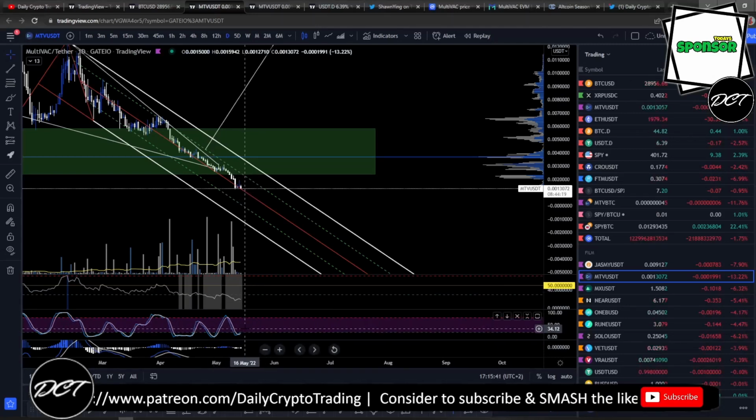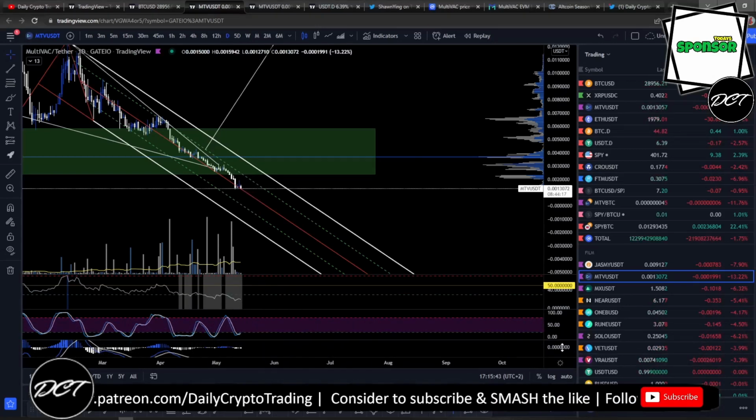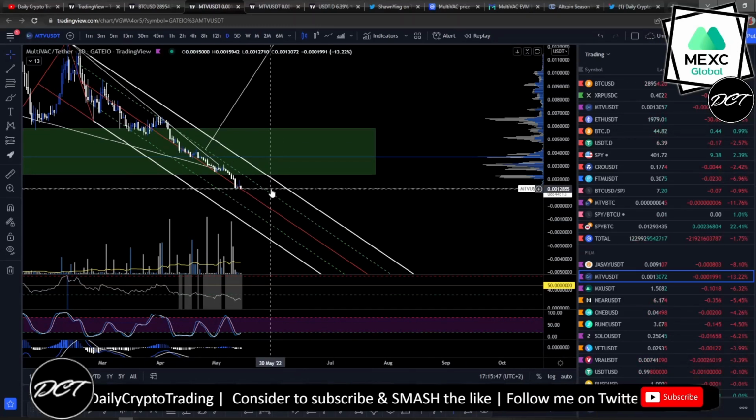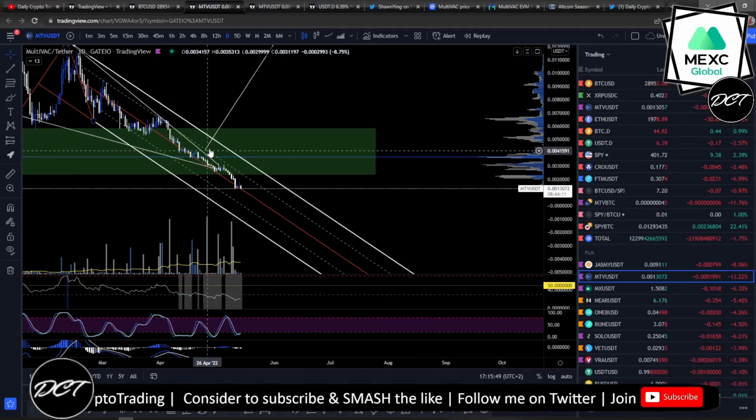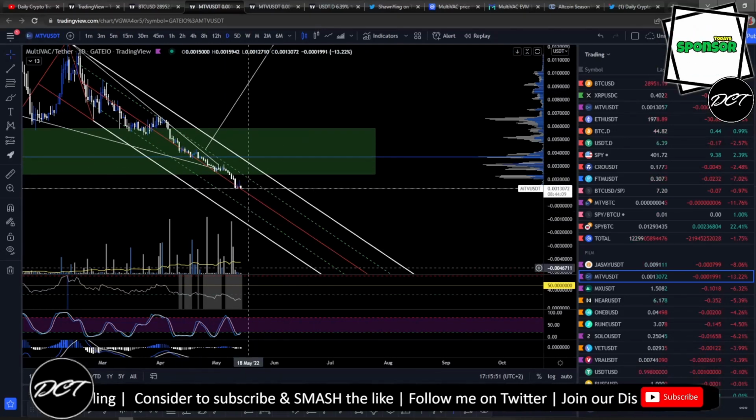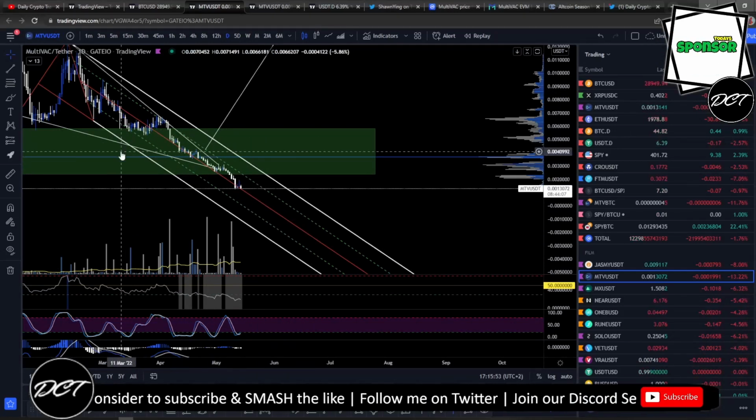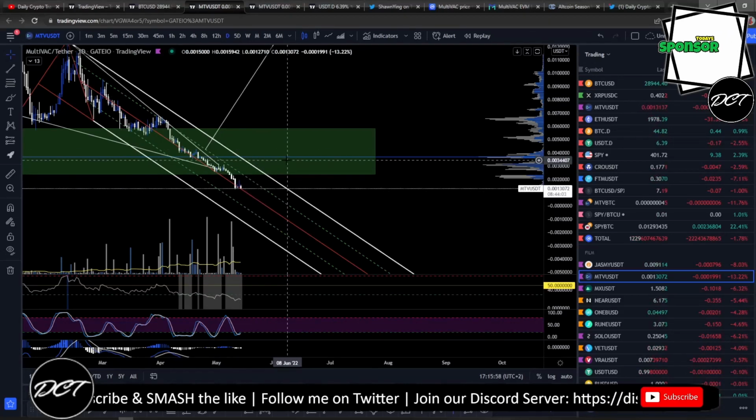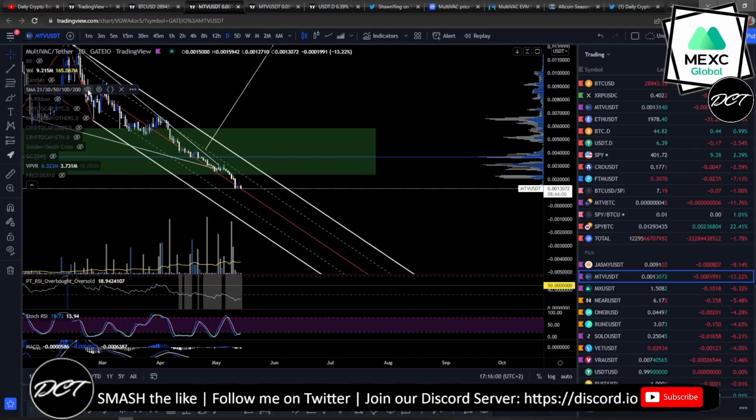Also, the stochastic RSI is saying the same thing, and the MACD is also saying the same thing. So we are in this downtrend. We are in this down channel. The pitchfork is telling us right now we're just chopping down. We don't have a lot of volume. So in TA, I will say there's a 55% chance that we will have a breakout, but we need to make a higher high.